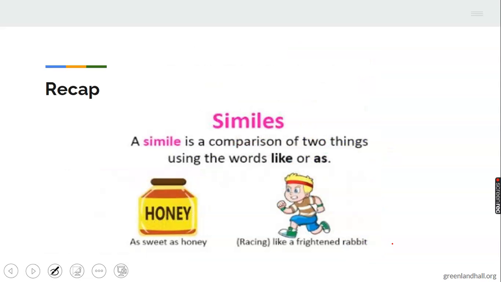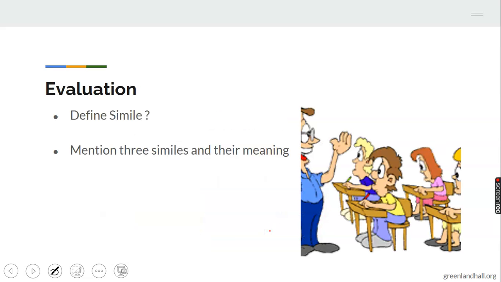Now we've talked about what a simile is. A simile is a comparison of two things using the words "like" or "as". Don't forget those words. Colorful like crayons, or as... as, big as, as sweet as honey. See the word "as" there. Racing like a frightened rabbit, you can see the word "like" there. Now you're to do this: define simile, then mention three similes and their meanings.